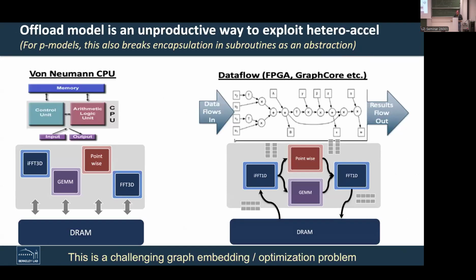Now, one problem with this is that, going from the left to the right case, we've broken encapsulation, so we can't hide stuff in libraries anymore. That's a challenge, and that's what Torsten's group is trying to fix. And the second is that this right-hand model is completely antithetical to GPU kernel launch and offload. Offload is completely the wrong model. GPUs cannot do this, and that's a problem.